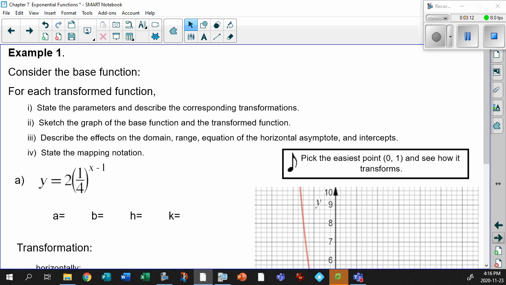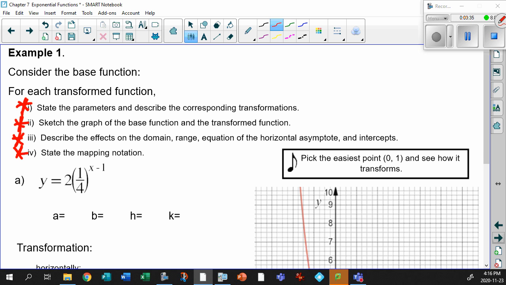Okay, consider the base function, and for each transformed function, state the parameters and describe the corresponding transformations. That's easy. Identify your a, b, h, and k, and you're off to the races. Sketch the graph. Okay. Describe the effects. Perfect. State the mapping notation. Okay. So here we go.